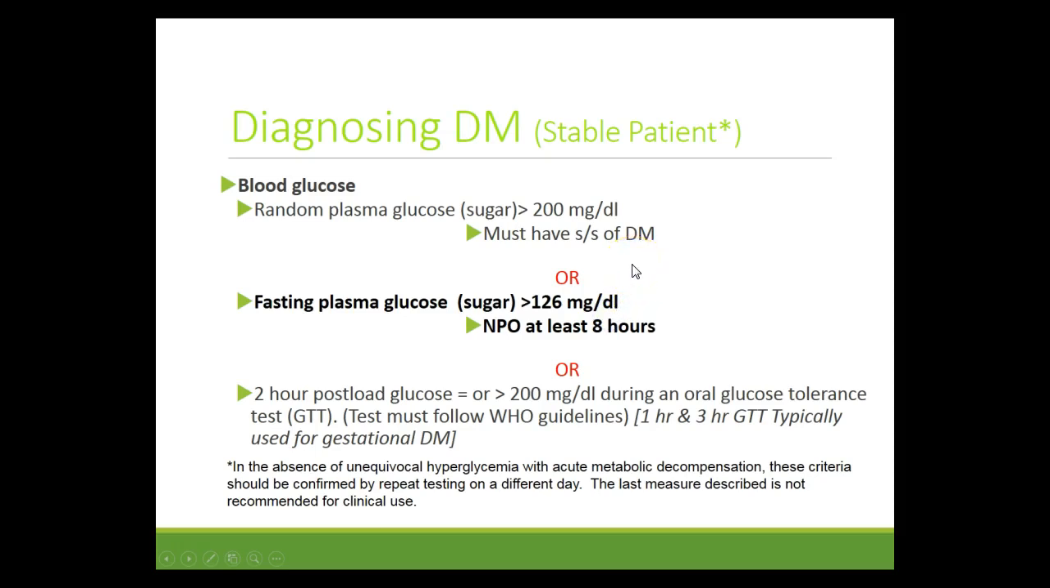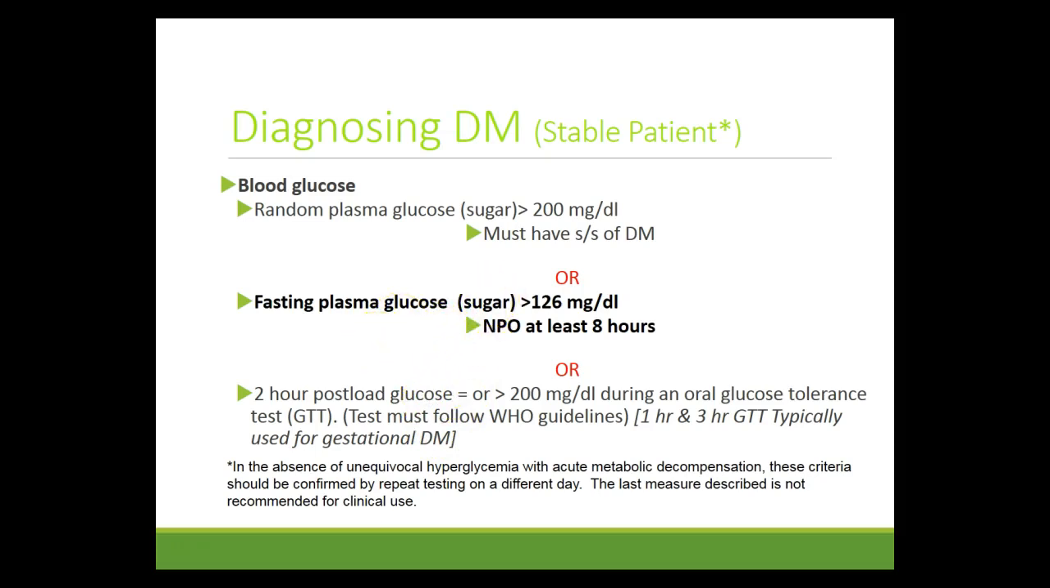So, diagnosing the diabetic, and what you need to notice, this is typically for a stable patient. So this is a patient who's probably coming to the clinic, so getting a random blood sugar of more than 200, must also have signs and symptoms of diabetes. A fasting plasma glucose greater than 126, the person needs to be NPO for at least 8 hours. Or a 2-hour post-load glucose, which is basically having greater than 200 during an oral glucose tolerance test.